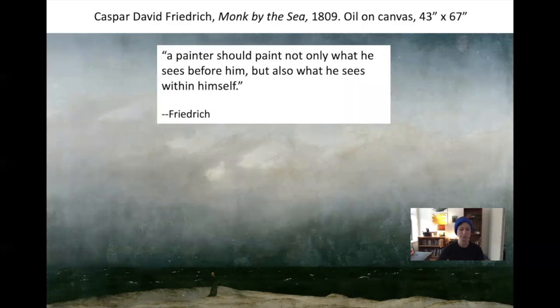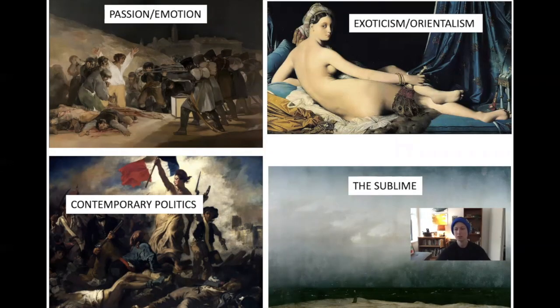As he put it, a painter should paint not only what he sees before him, but also what he sees within himself. So to review, some of the characteristics of romantic painting include privileging passion and emotion over reason and logic, the exotic world of the Orient, contemporary politics, and the sublime of nature.